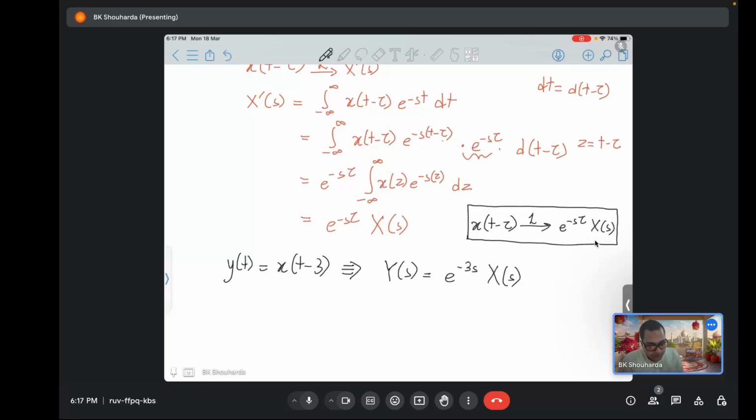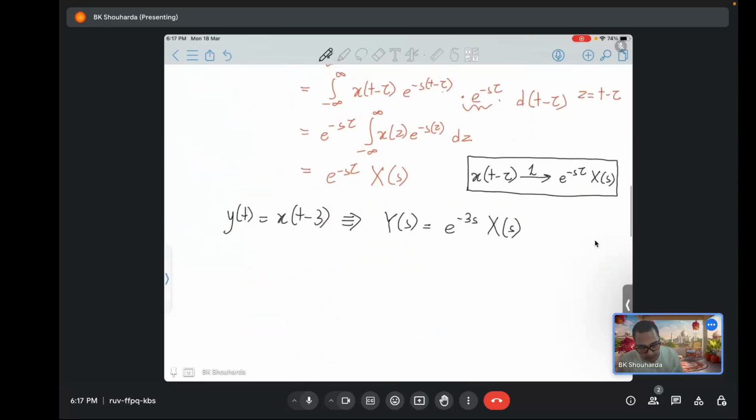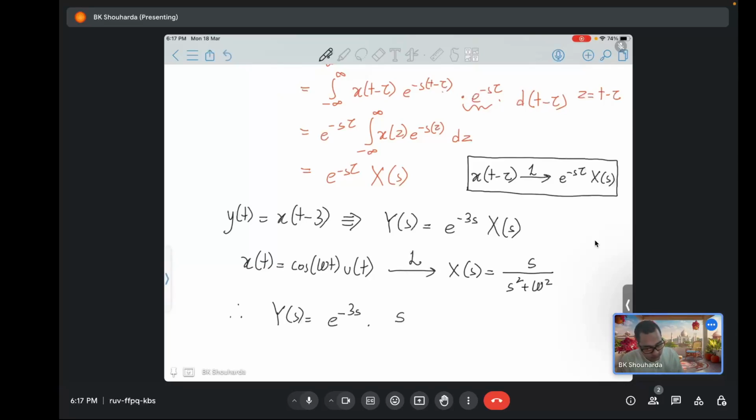Alright. So now what is X(s)? We have x(t) as cos(omega t) u(t). If you remember, I had asked you to solve this back in the homework in the previous lecture. We found that the Laplace transform of x(t) is X(s), which is s by s square plus omega square. Okay, so what is our Y(s)? Our Y(s) finally turns out to be e to the power minus 3s times s by s square plus omega square.